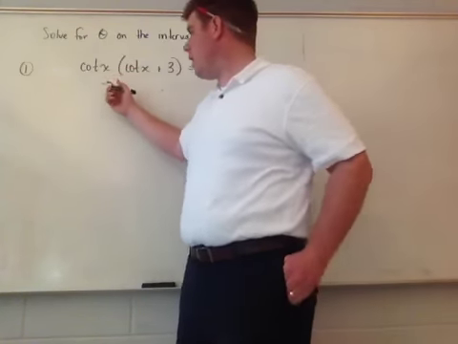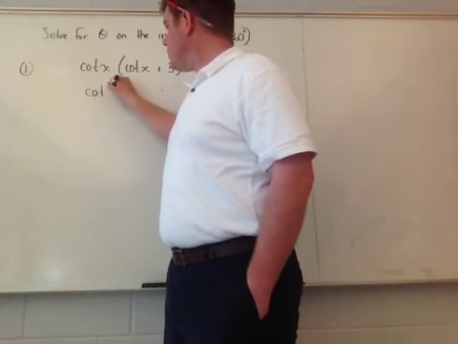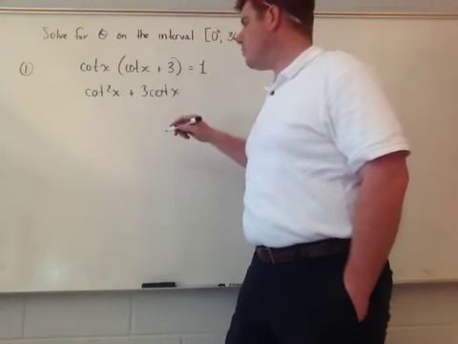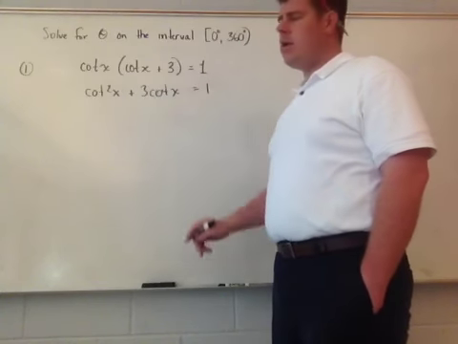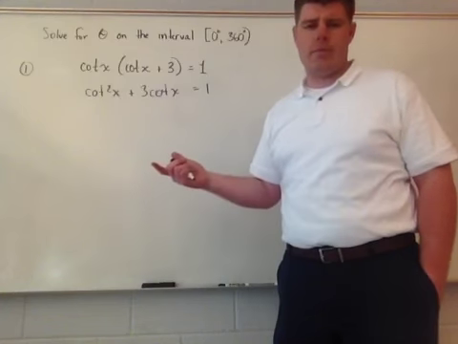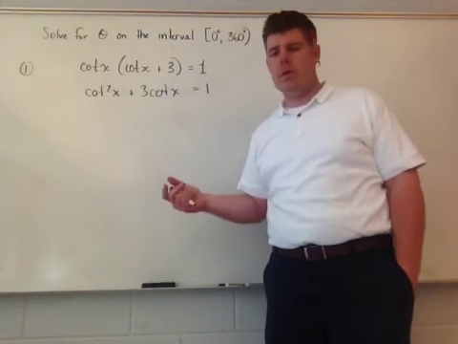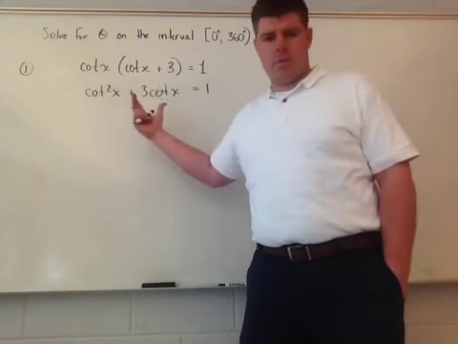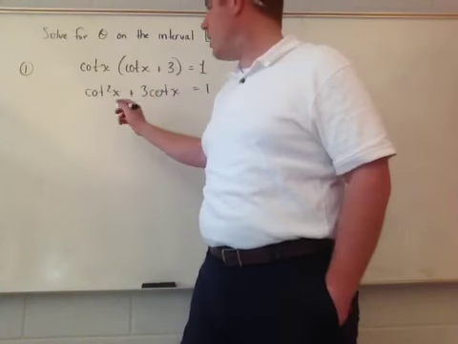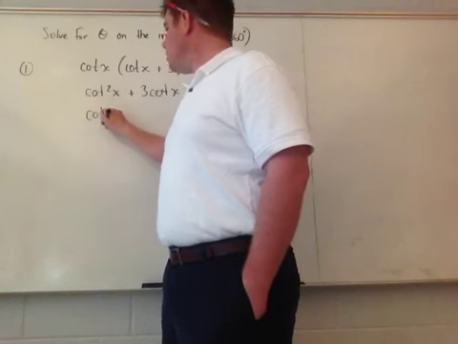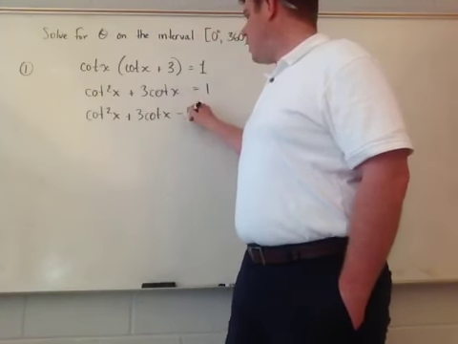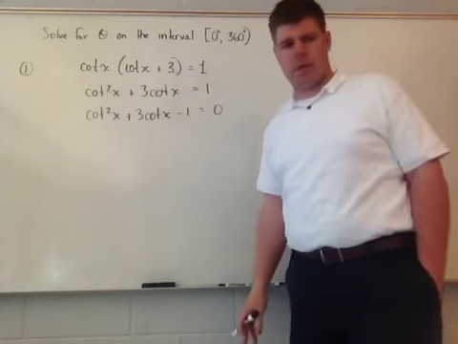When I simplify this side, I get cotangent squared x plus 3 cotangent of x, and that equals 1. So now I have a quadratic term basically. Because it's got a power of 2, I need to set this equal to 0 and then do some factoring if I can. Subtract 1 from both sides and you're left with cotangent squared x plus 3 cotangent of x minus 1 equals 0.